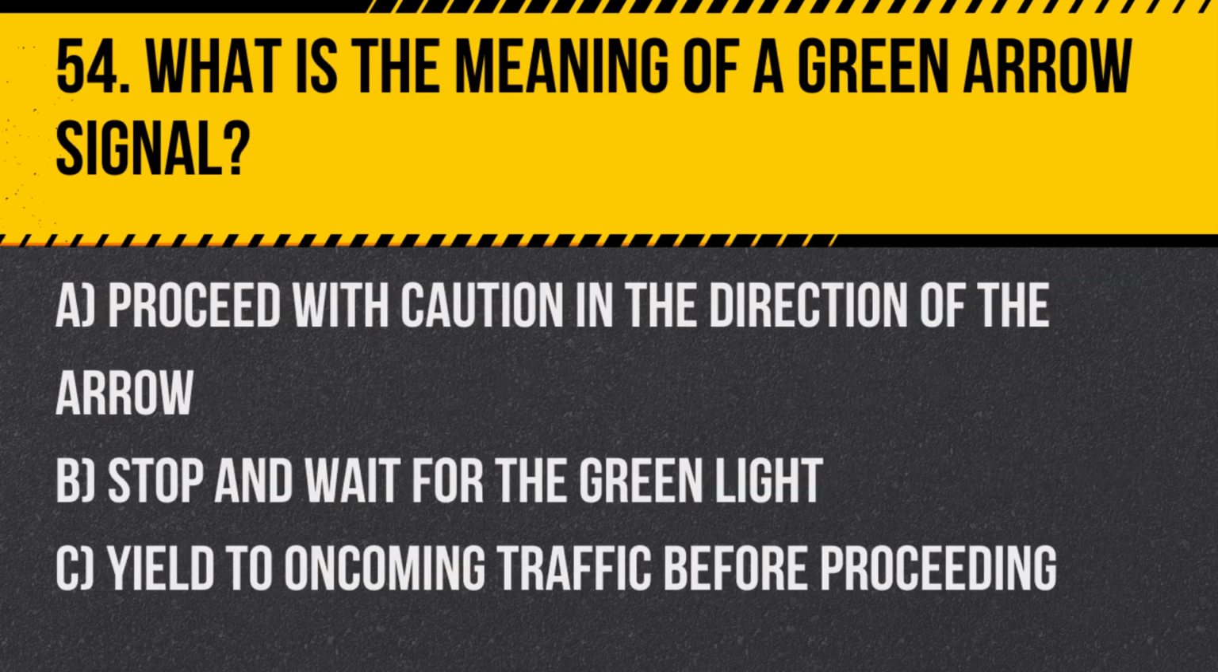Question 54. What is the meaning of a green arrow signal? A. Proceed with caution in the direction of the arrow. B. Stop and wait for the green light. C. Yield to oncoming traffic before proceeding.